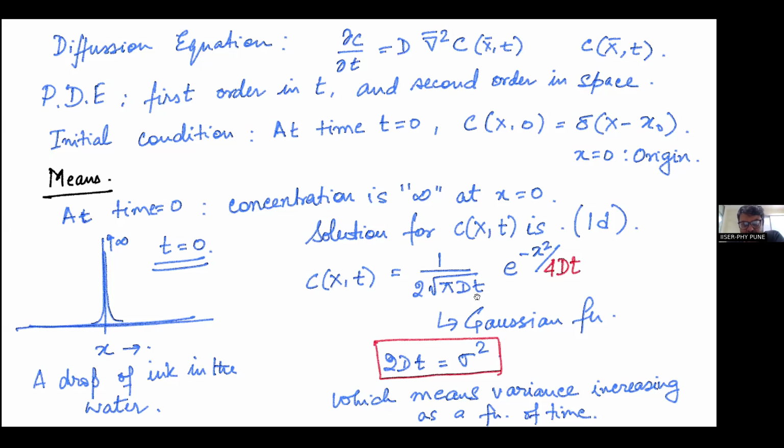So that will be something of this form, with x squared over 4Dt in the exponent. Note, this is again a Gaussian, and the variance 2Dt is the variance of a Gaussian, right? That has time inside it, which means that the variance is increasing as a function of time. So it's a Gaussian, but its variance as a function of time is increasing.